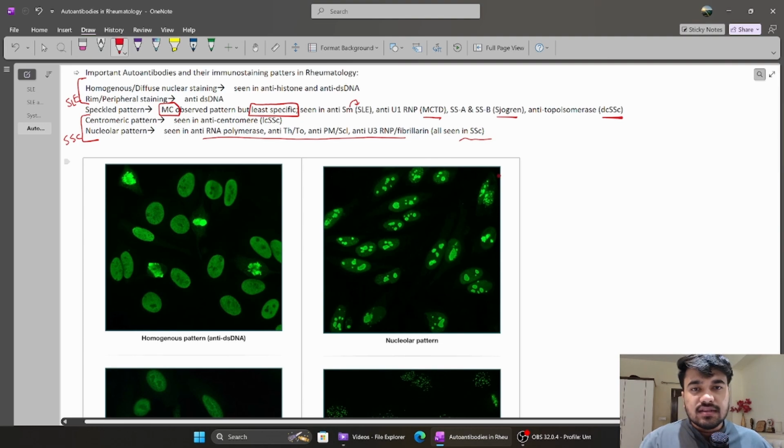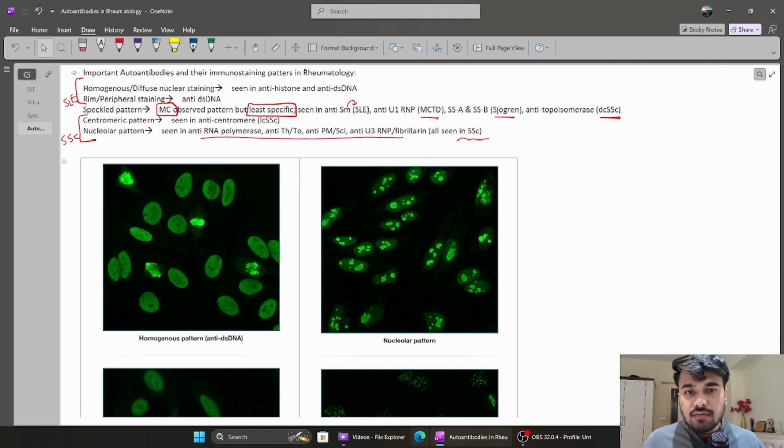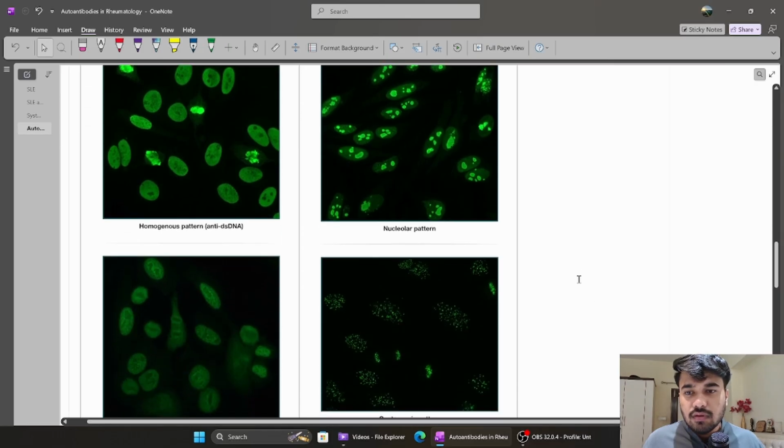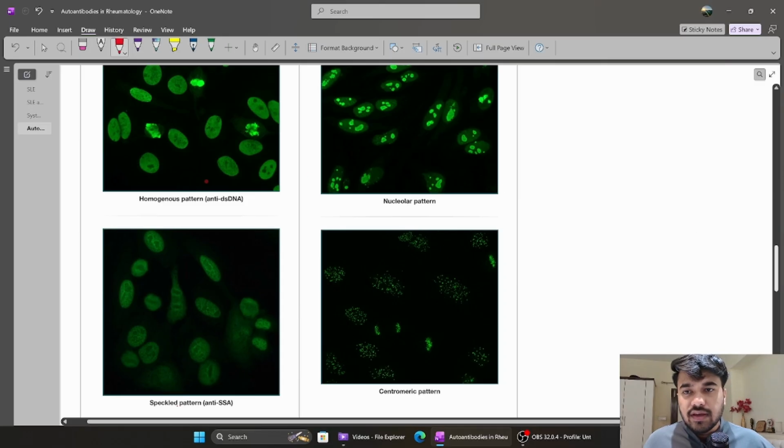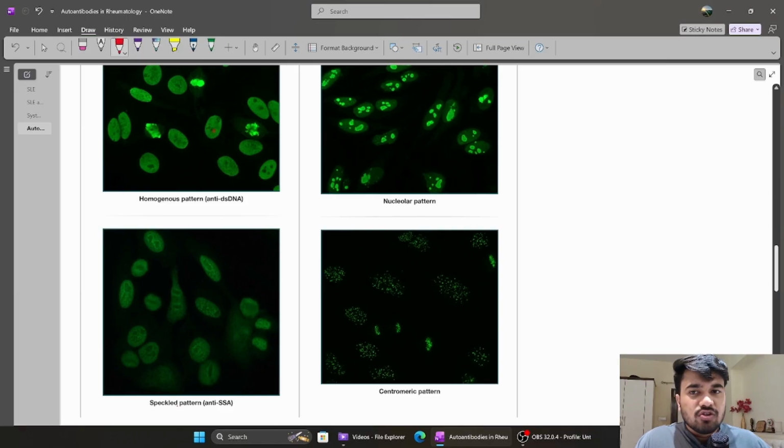Now let's take a look at these images of these staining patterns. Okay, so this is the homogeneous pattern. As you can see, the entire nucleus is stained diffusely, homogeneously. There is no speckling or no peripheral enhancement as such. This is the nucleus of the cell, and the entire nucleus is stained. Compare this with the speckled pattern. Here you can see the entire nucleus is stained, but there are dark unstained multiple spots, which give the nucleus a speckled appearance, right? So this is the speckled pattern, which is the most common pattern, but also the least specific pattern.